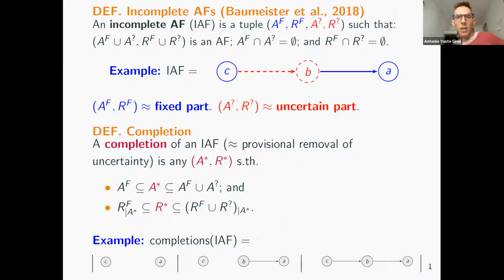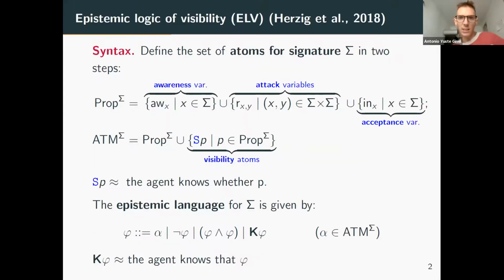So we want to know what is the epistemic logic underlying this kind of structure. And the answer is given by the epistemic logic of visibility, which was introduced in the previous talk, but this is a very simple fragment of the logic that Frederick used. In this version of the epistemic logic of visibility, which was studied by Andreas and some other colleagues, we have several kinds of propositional variables which are indexed by a finite set of arguments that we call the signature sigma. And for the purposes of this talk, you can ignore the third kind of variables.